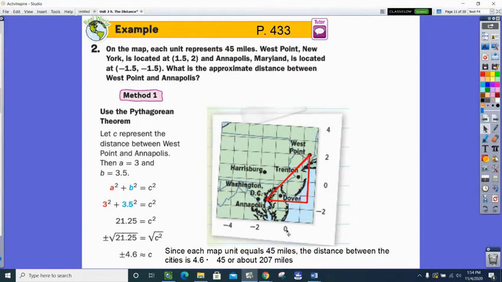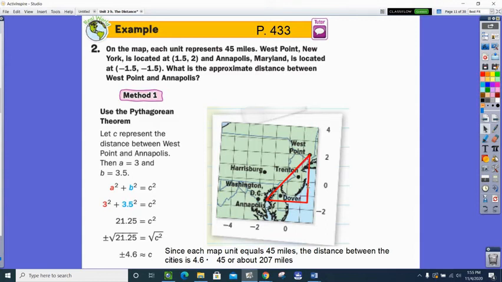If you look, they've got the origin kind of weirdly placed where my cursor is right now at 0, 0. So you're going to go 1.5 and then up 2. So that's where they got that. I'm going to go back to that weird origin position right here. And Annapolis, Maryland is located at negative 1.5 to the left and down 1.5, and there's Annapolis. And they want to know the difference between West Point and Annapolis.